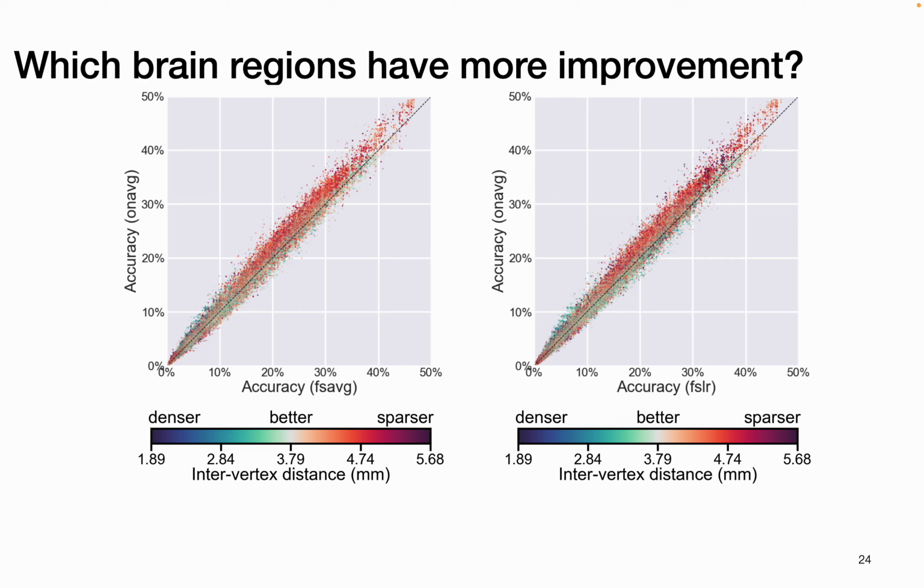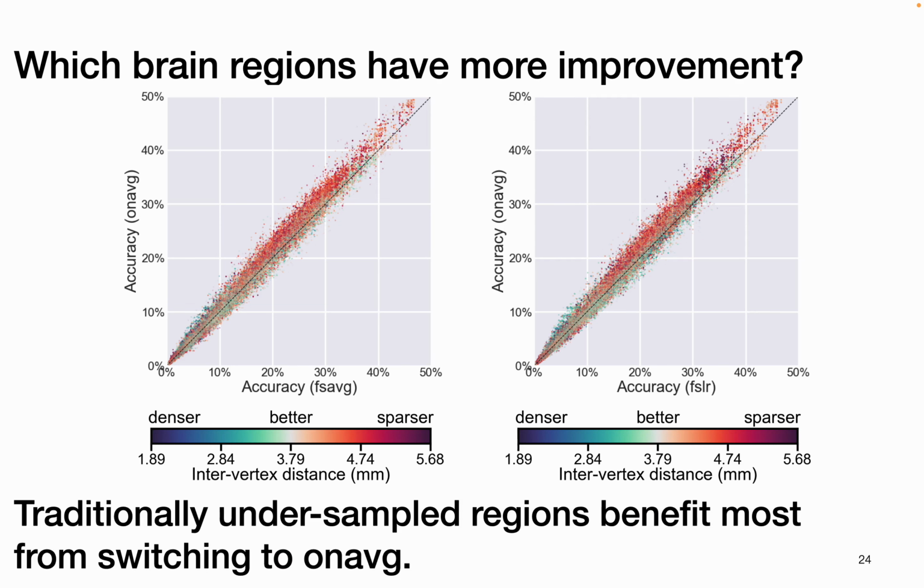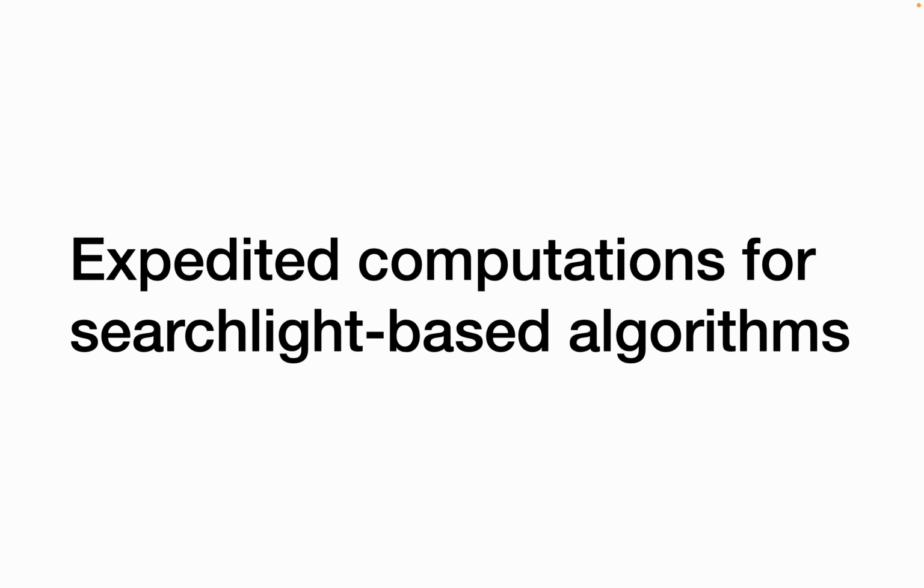And we observed a similar effect for the FSLR template as well. So in general, the brain regions that benefit the most from switching to the unaveraged template are the brain regions that were undersampled with previous templates. In the last part, I will show you how our new surface template can expedite computations for searchlight-based algorithms.